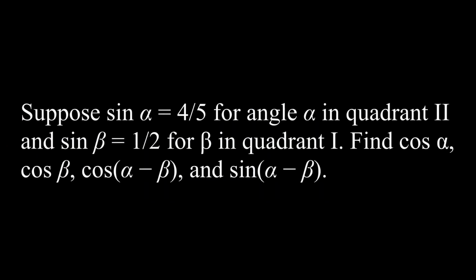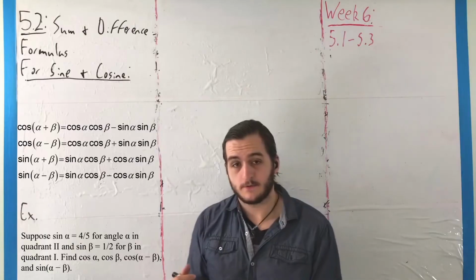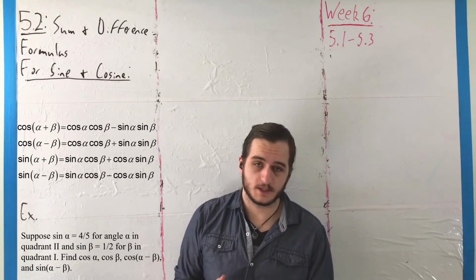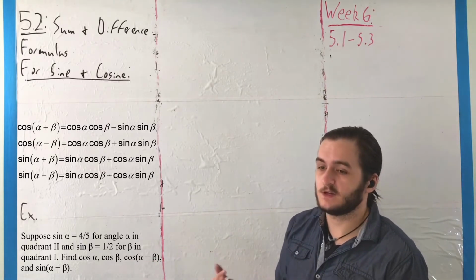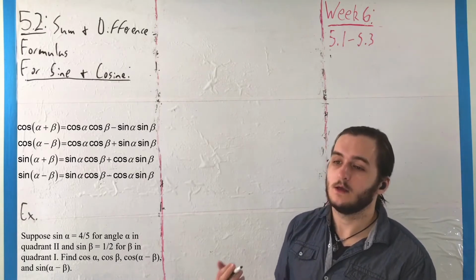For this example, we suppose that sine of alpha is equal to 4/5 for some angle alpha in quadrant 2, and sine of beta is equal to 1/2 for beta in quadrant 1. We're going to use this to find cosine of alpha, cosine of beta, cosine of alpha minus beta, and sine of alpha minus beta. So to find cosine of alpha, and for that matter cosine of beta, what we need to do here first is figure out what the last remaining value would be.